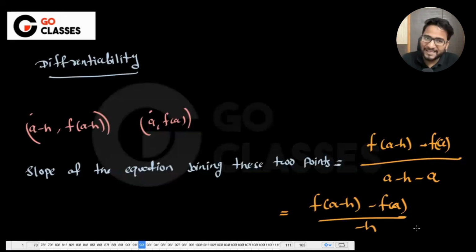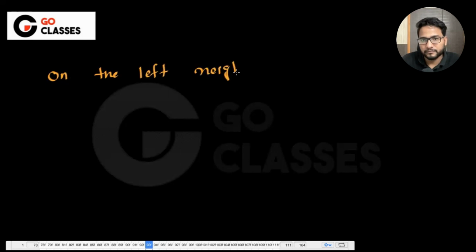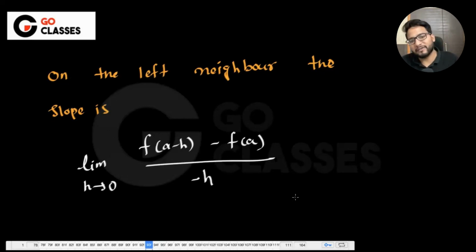This is the slope of the line which is joining these two points. Now, that h in general could be anything, but am I interested in a general h or in some specific h? Am I interested in taking h any value, or just h tending to 0? So I'm actually more interested in the value h tends to 0. So basically, I will say that on the left neighbor, the slope is this. With respect to the left neighbor, this is the slope.